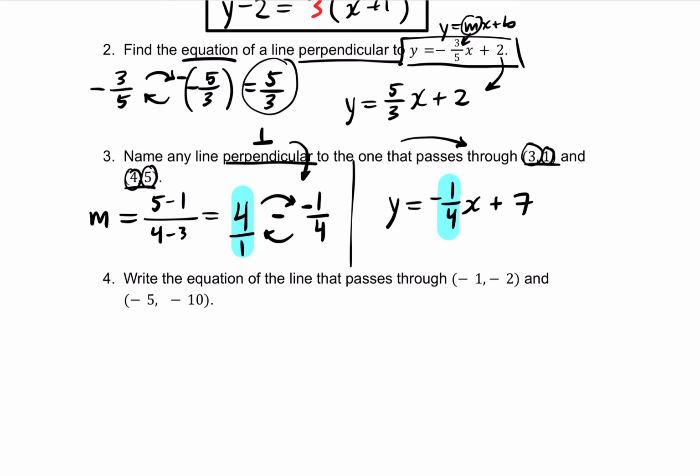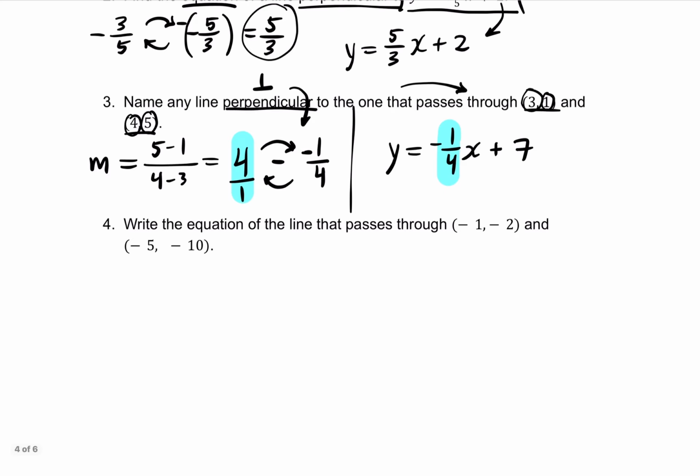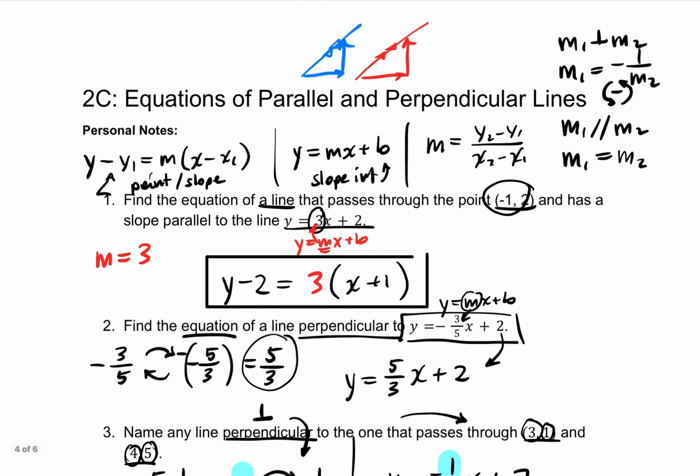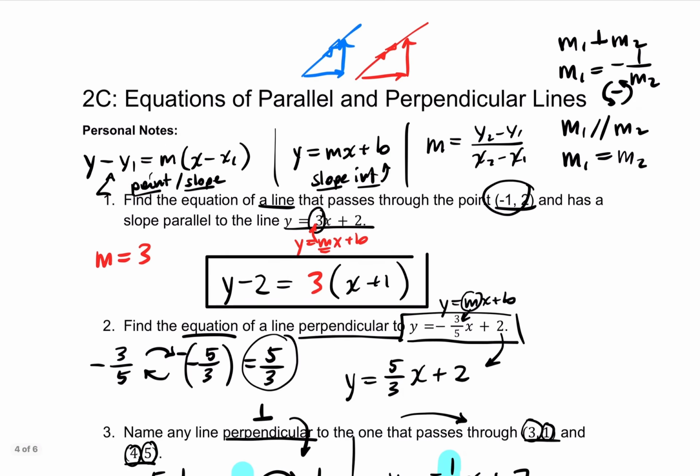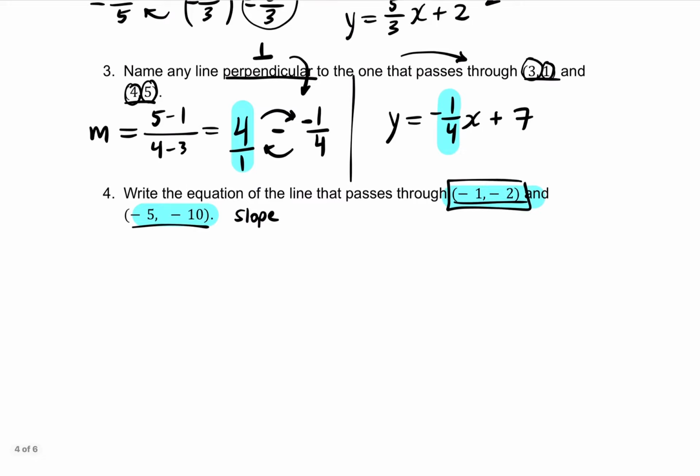For the last one, we just want to write the equation of a line that passes through this point and this point. Well, to write a line, we either need a point and a slope, or we need a slope and an intercept. Since 2 points are given to us, we could find the slope. And slope is needed for both of these. Sorry, I meant to circle slope there. Slope is needed for both of these, so we can find the slope. We should probably do that first.